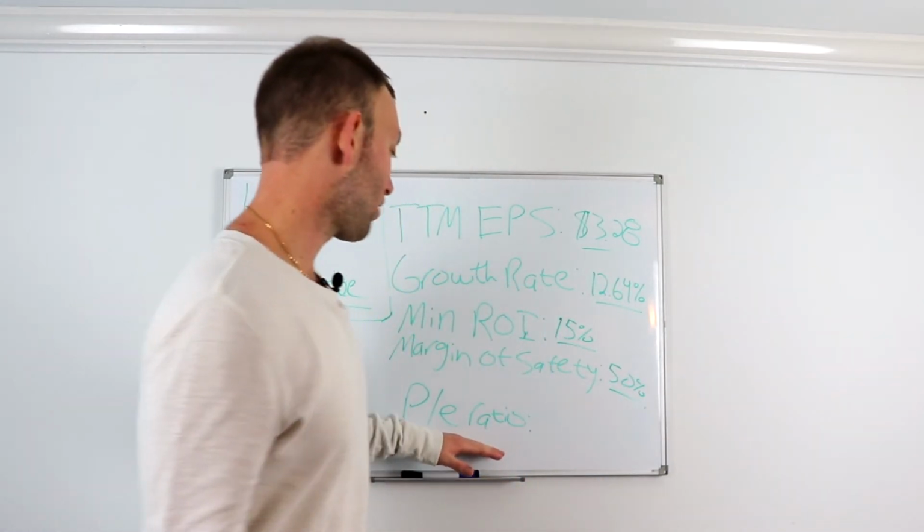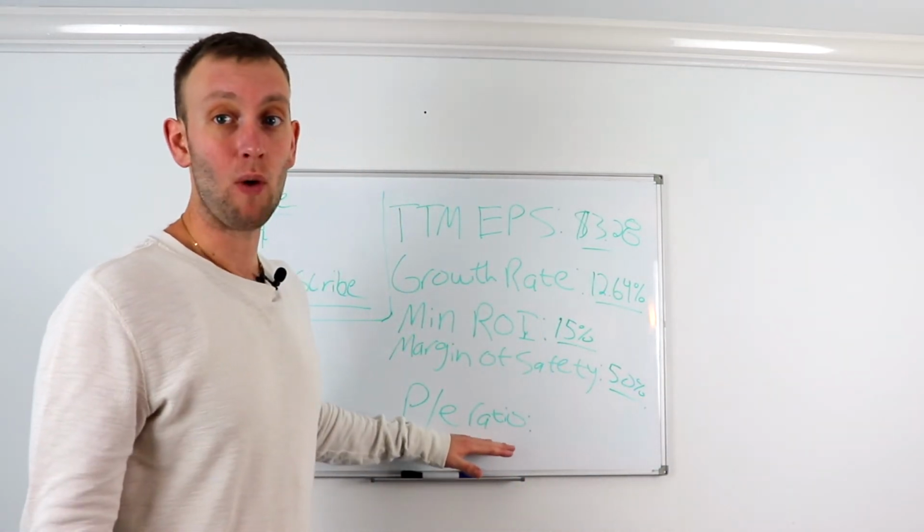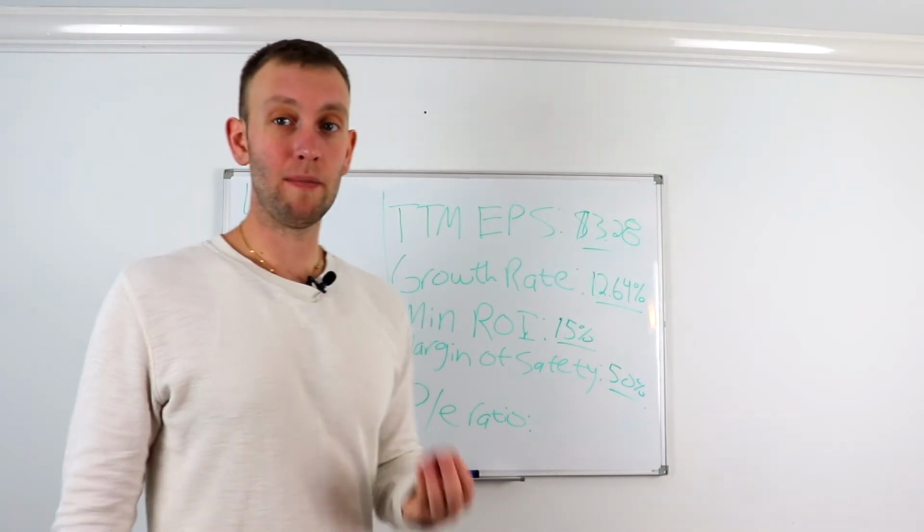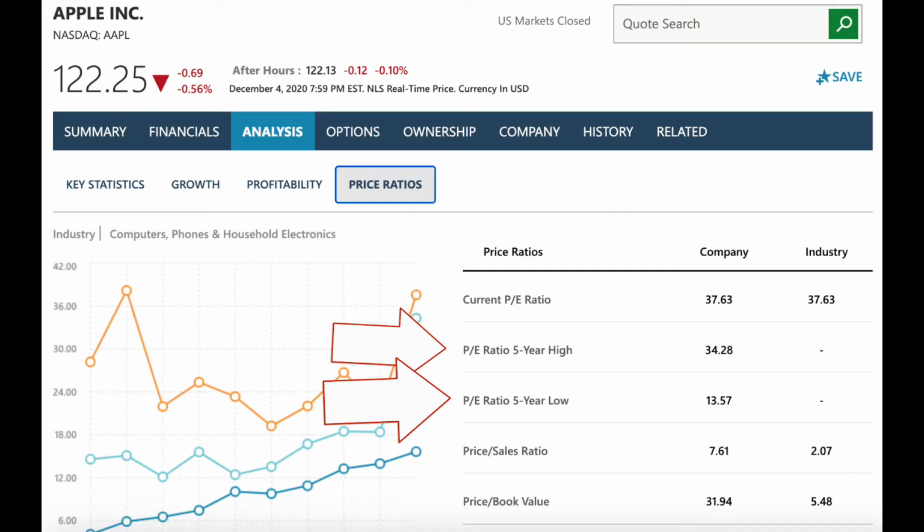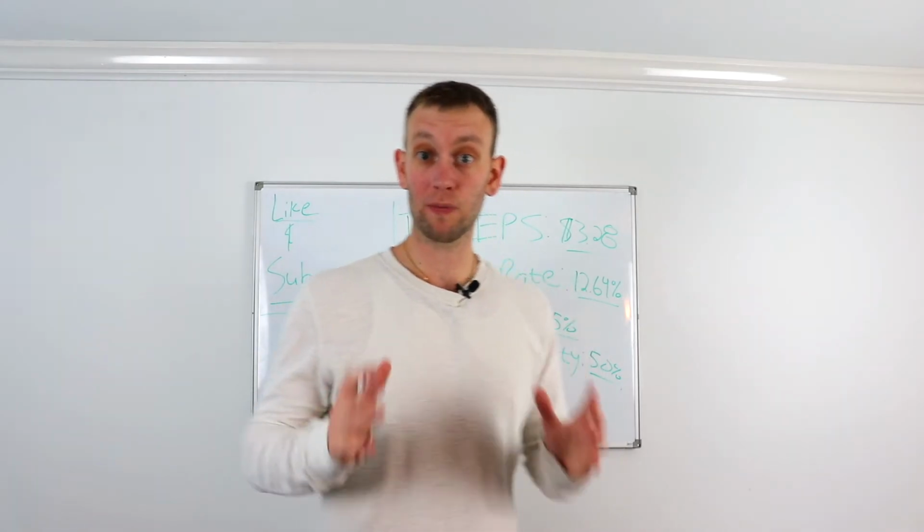So the last metric we're going to need here is the PE ratio. And we're actually going to do this by going to MSN Money. MSN Money has the 5-year high PE ratio for Apple and the 5-year low PE ratio for Apple. If you're looking at what we have on the screen right now, the 5-year high PE ratio for Apple is 34.28, and the 5-year low PE ratio for Apple is 13.57. So what we're going to do is take the average of those two PE ratios, and that comes out to 23.9.